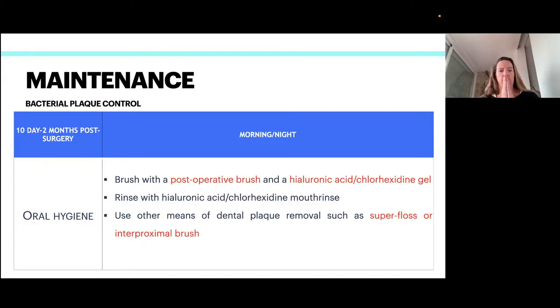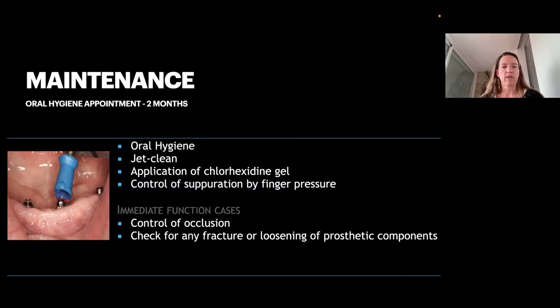So it is very important to understand that after the removal of the suture, the patient will continue to use the post-operative toothbrush using the chlorhexidine gel, and can use a rinse of hyaluronic acid or chlorhexidine mouth rinse, depending on how the healing is. They will use other means of dental plaque removal, such as superfloss between the prosthesis and the soft tissue of the patient, or an interproximal brush.